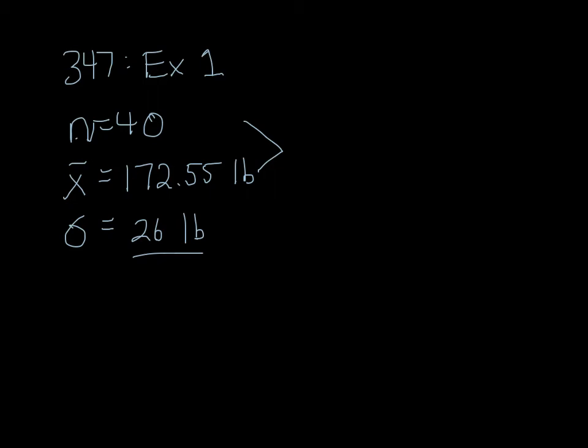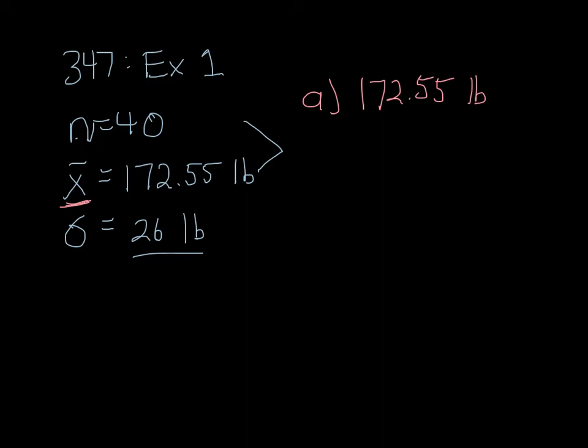So here's what we want to know. 1, what is the best point estimate of the mean weight of the population of all men? Well, that's already answered for us. The best point estimate is always X bar, our sample mean. So for part A, find the best point estimate. Well, it's already in the problem. 172.55 pounds. It's the mean weight.